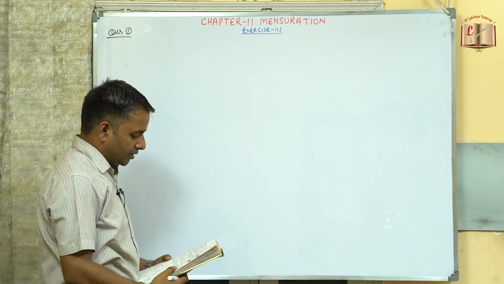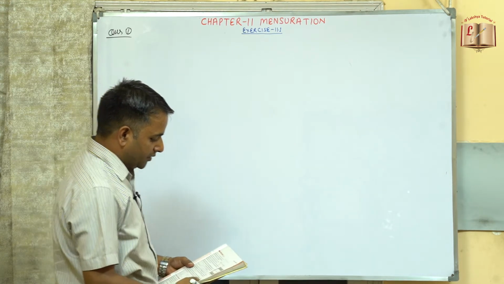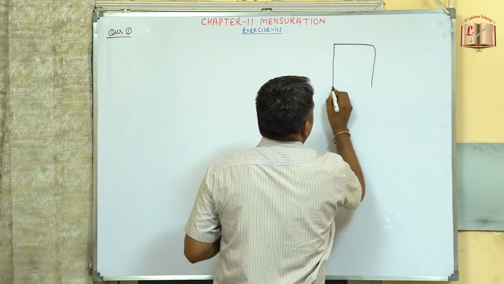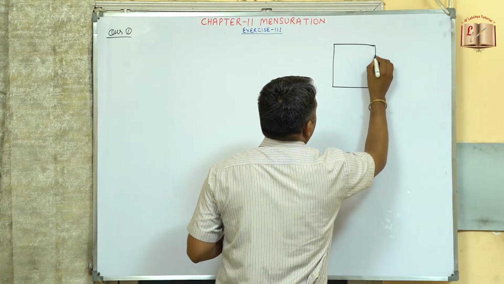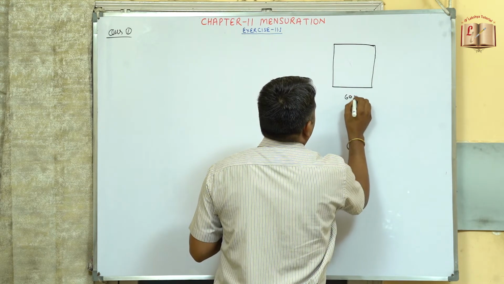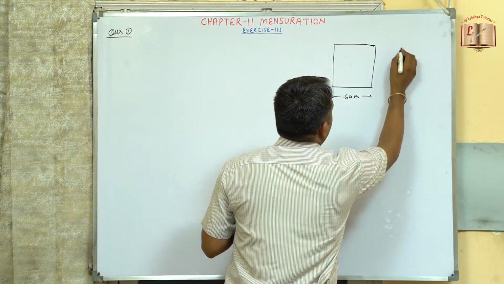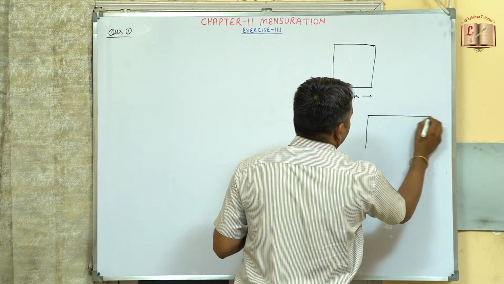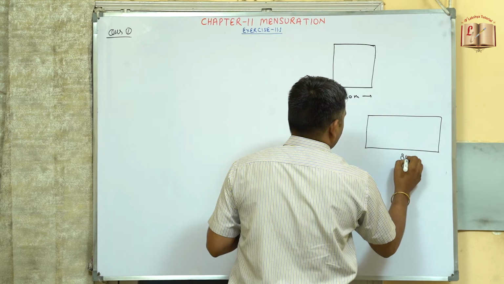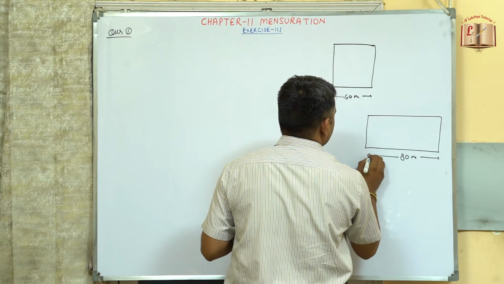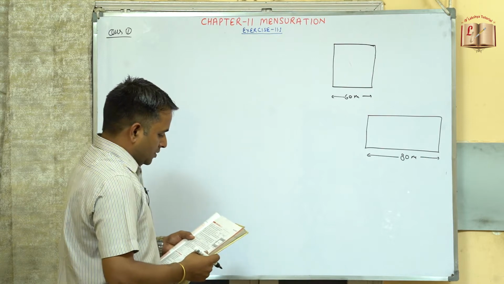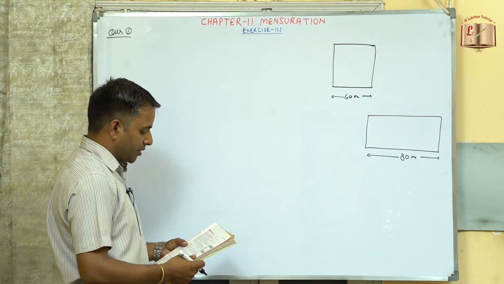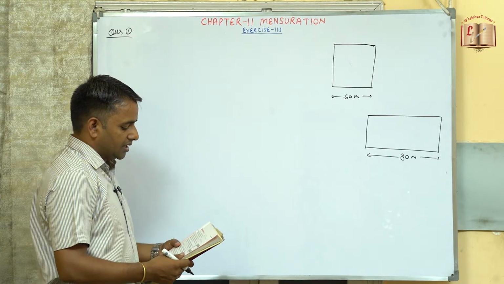So starting with 11.1, coming to the question number 1. A square and a rectangular field with the measurements as given in the figures. So square shaped field is given now, with the square shaped field 60 meters given to us, and here it is a rectangular shaped field given, so this is 80 meters. With the measurements as given in the figure have the same perimeter, which field has the larger area?